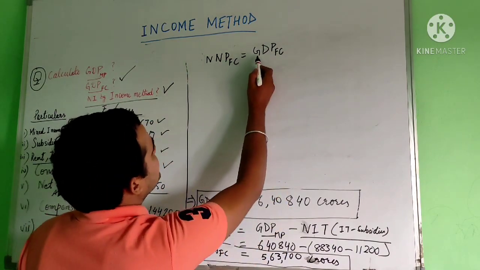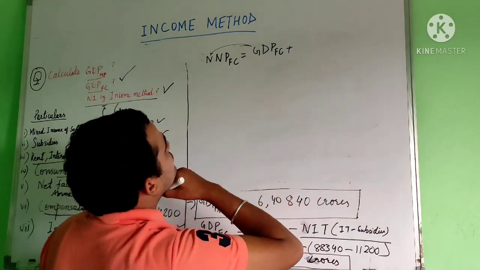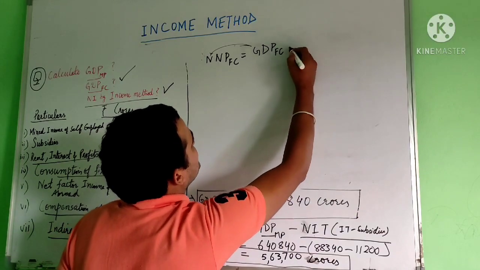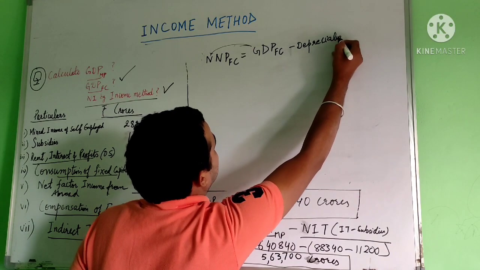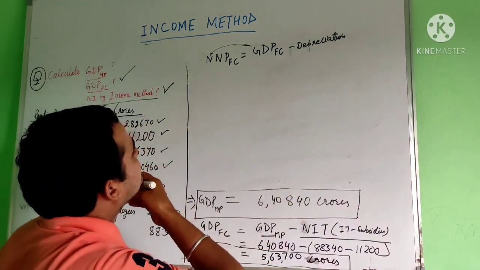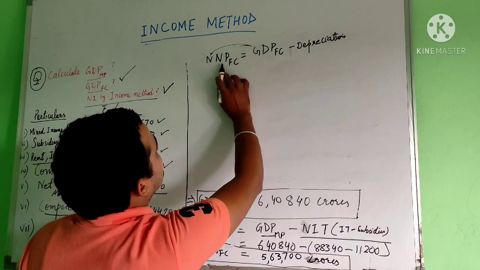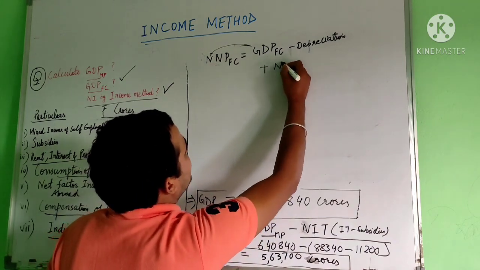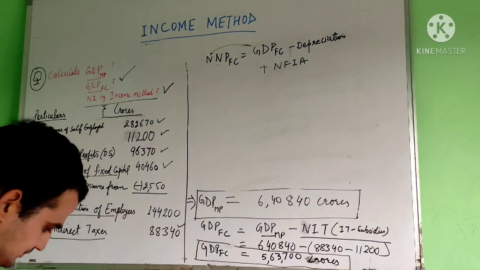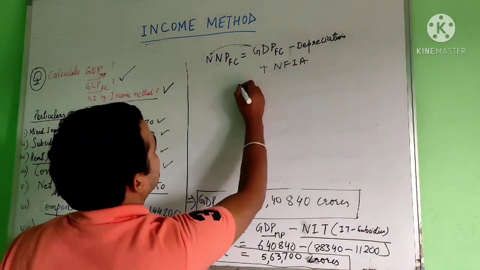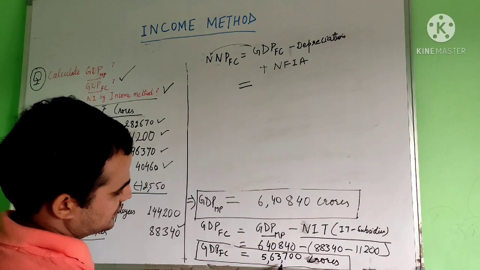To reach the net figure, we need to deduct depreciation, and to go from domestic to national, we need to add net factor income from abroad. Now you have these terms already given in the question.